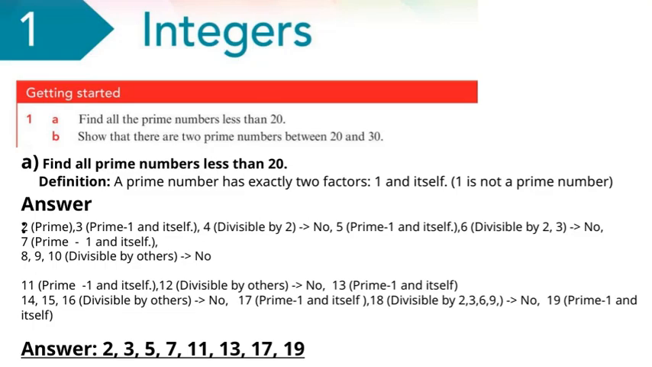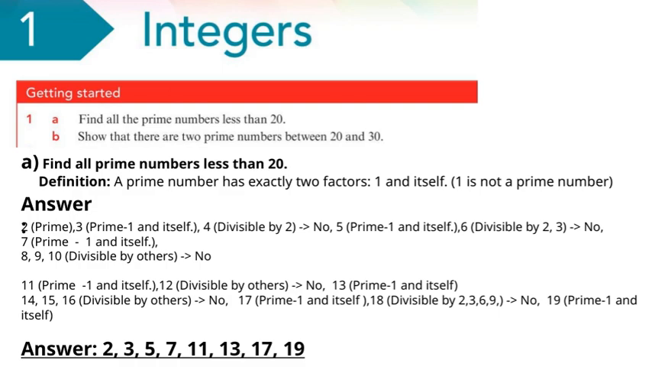Let's go through the numbers less than 20 and identify which ones are prime. Remember, a prime number has exactly two factors, one and itself. Also, note that 1 is not considered a prime number. Starting with 2, it's prime because its only factors are 1 and 2.